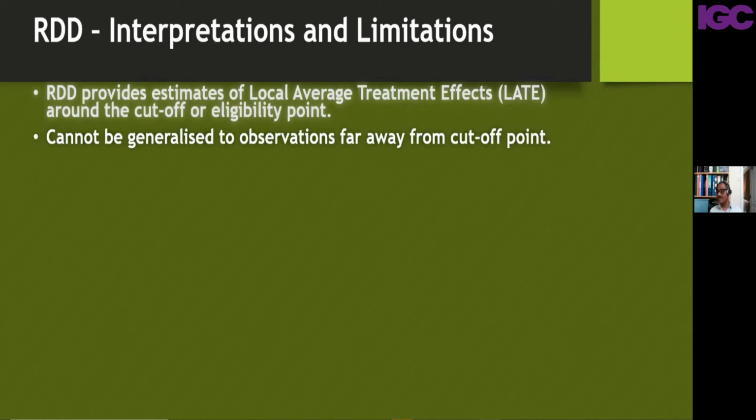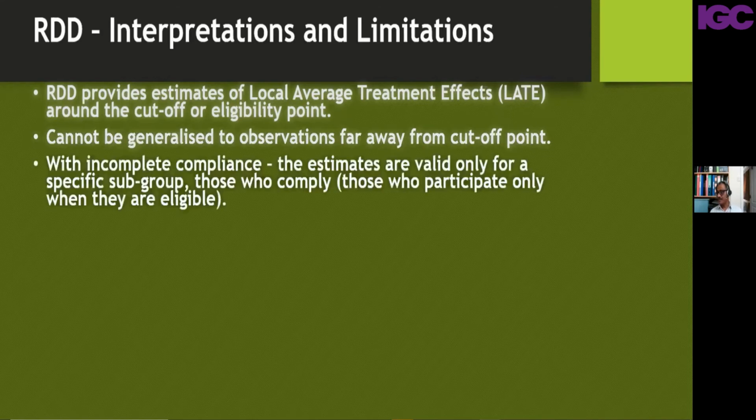So you cannot generalize this to someone who has got only 10 hectares. Now, with incomplete compliance, the estimates are valid only for a specific subgroup, that is those who comply.